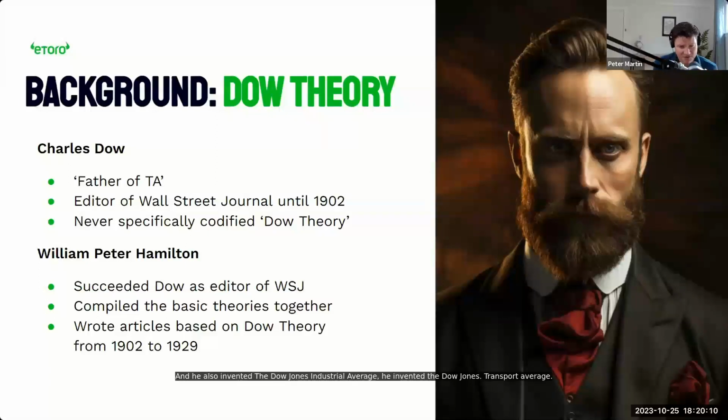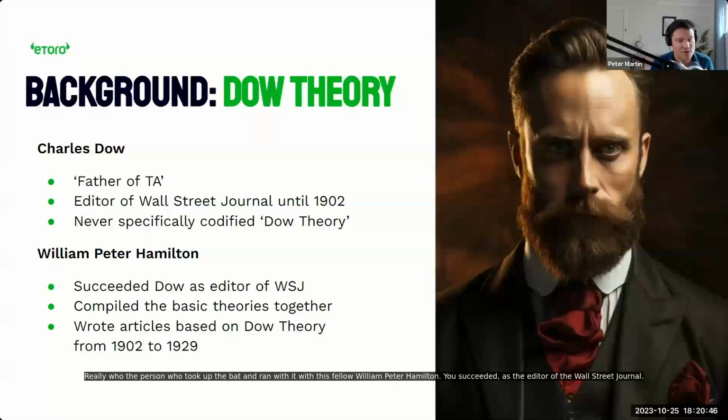He also invented the Dow Jones Industrial Average. He invented the Dow Jones Transport Average. And he wrote a number of articles until he died suddenly in 1902. He never actually put together anything that was a codified thing called Dow Theory, which may come as a bit of a surprise. People talk about Dow Theory. It's quite famous, but it wasn't actually Charles Dow himself who came up with the rules or the theorems behind it. He just came up with general ideas that he'd observed.